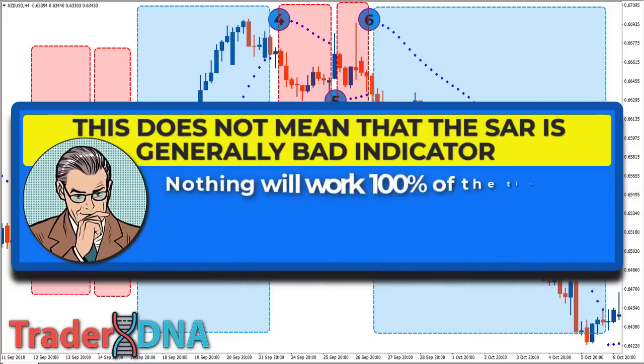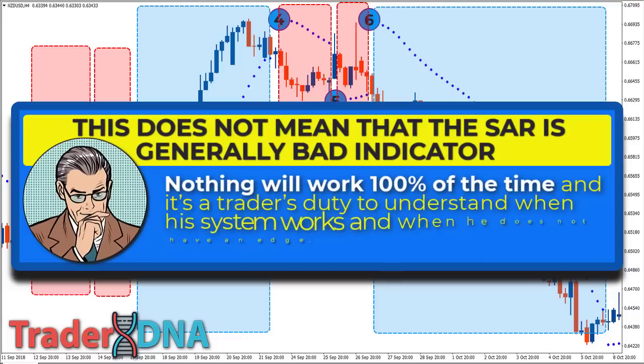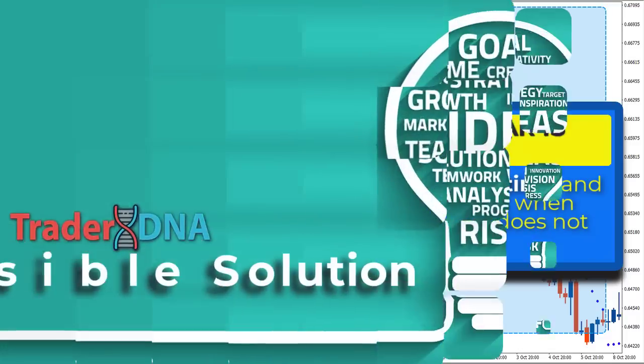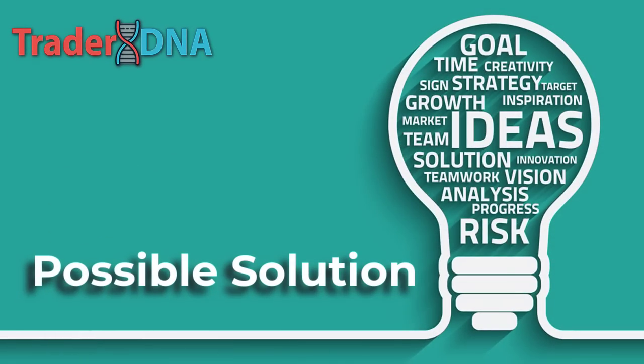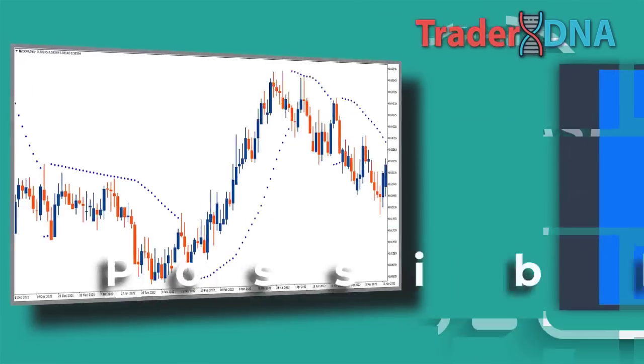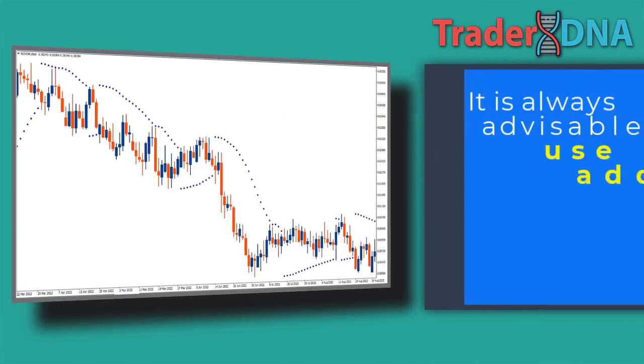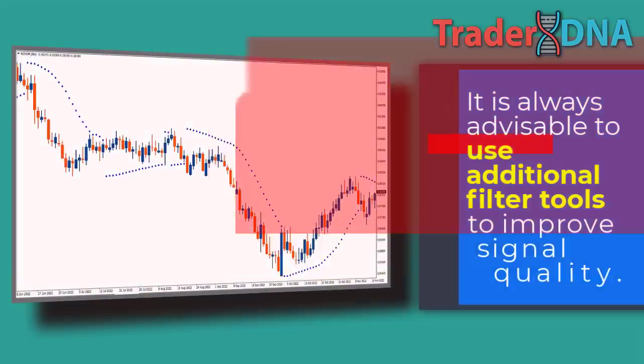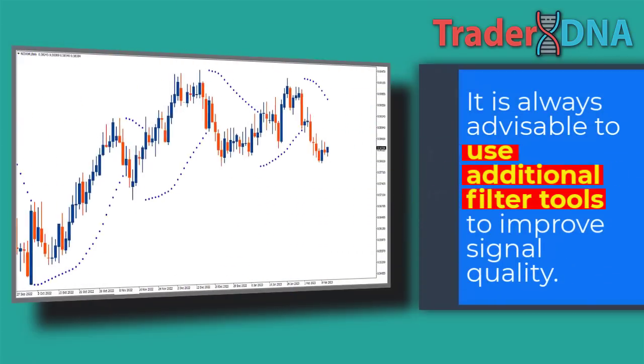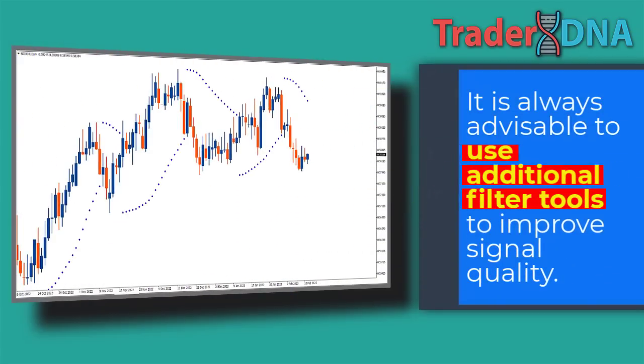Nothing will work 100% of the time, and it's a trader's duty to understand when his system works and when he does not have an edge. Possible solution. As with all trading indicators, tools, or concepts, they should never be used on their own, generally speaking. It is always advisable to use additional filter tools to improve signal quality. Let me provide you with a few possible solutions on how to improve the signal quality of the parabolic SAR.